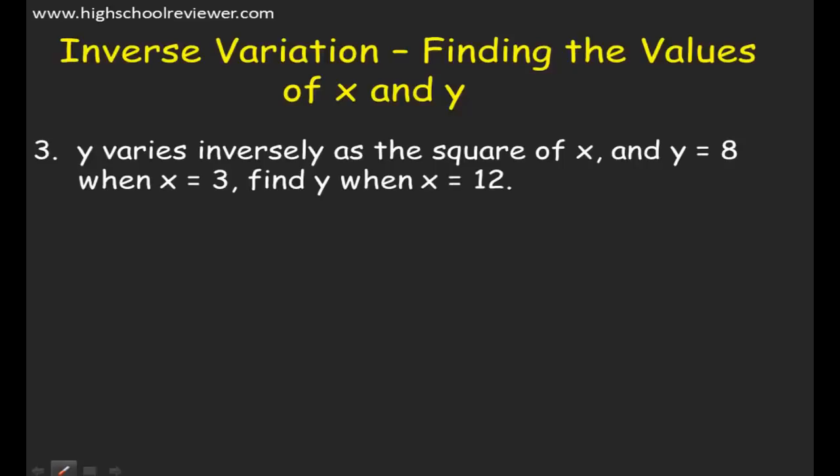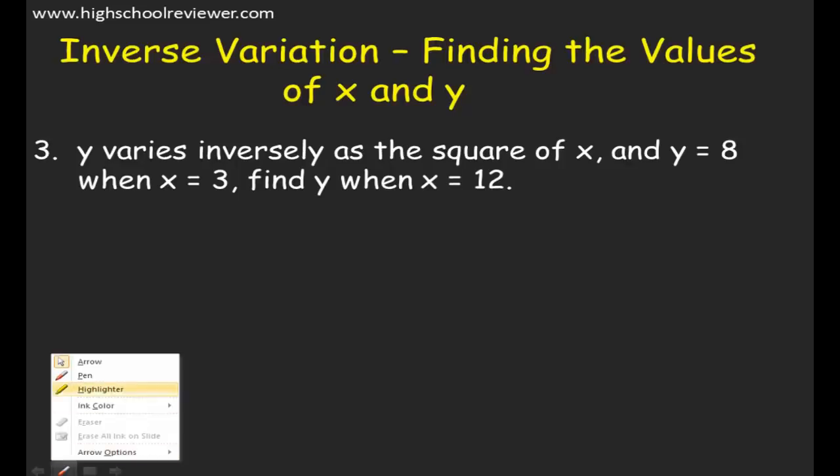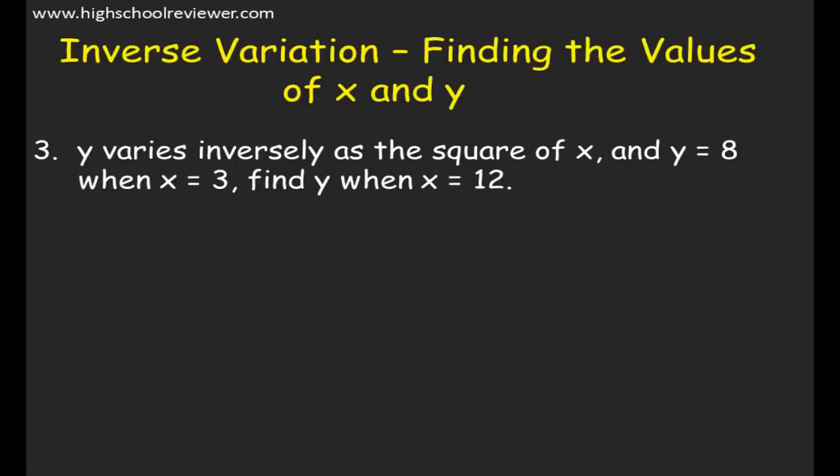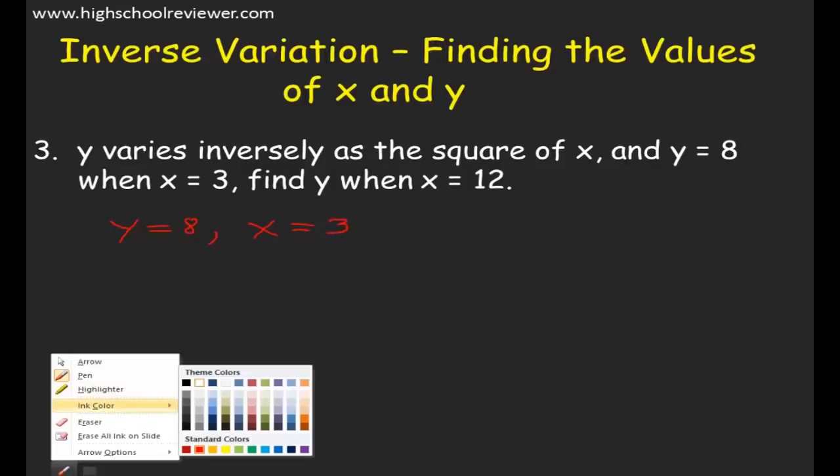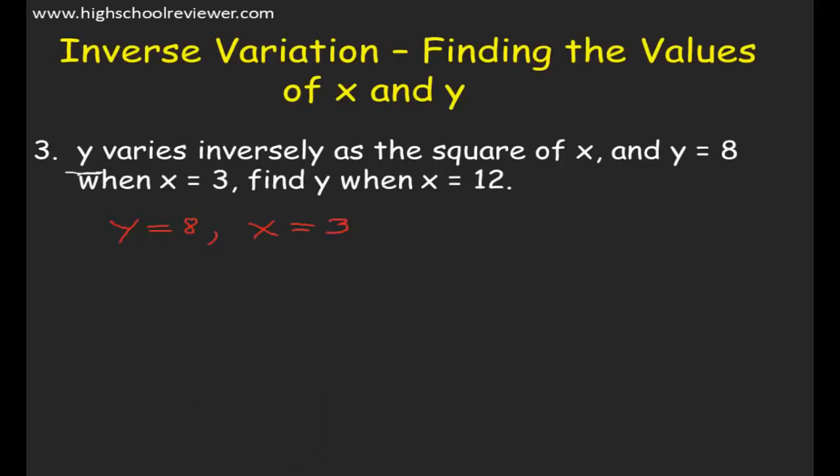Number 3. Y varies inversely as the square of x, and y equals 8 when x is equal to 3. Find y when x is equal to 12. So the first value of y is positive 8. And the first value of x is positive 3. Our equation will be, it is y, which varies inversely as the square of x. So our equation will be y multiplied by the square of x, and that is equal to the constant of proportionality.